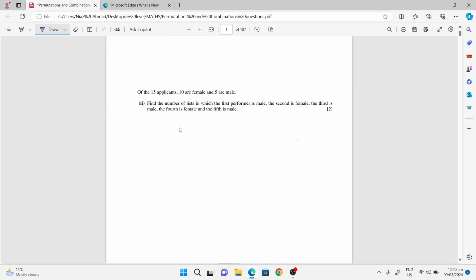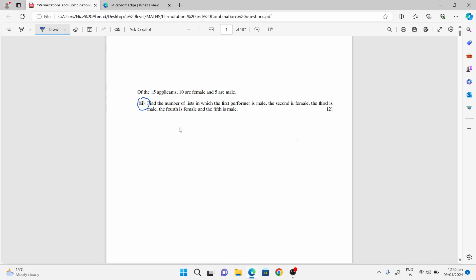So in part B, of the 15 applicants, 10 are female and 5 are male. So the condition is find the number of lists in which the first performer is male, the second is female, the third is male, the fourth is female, and the fifth is male.